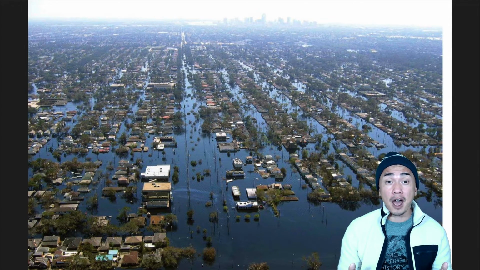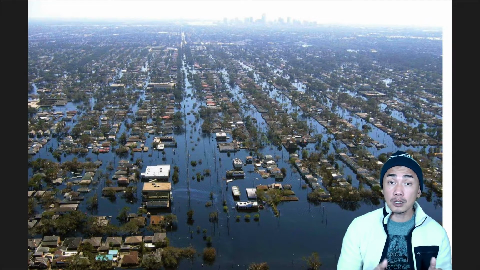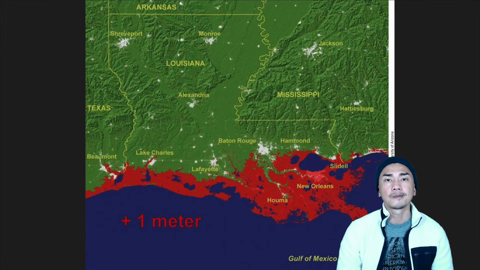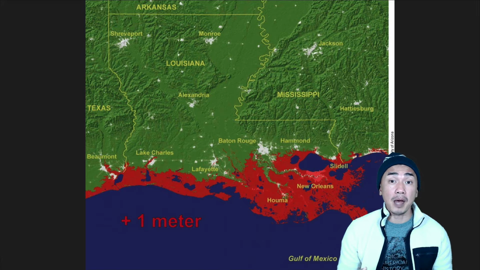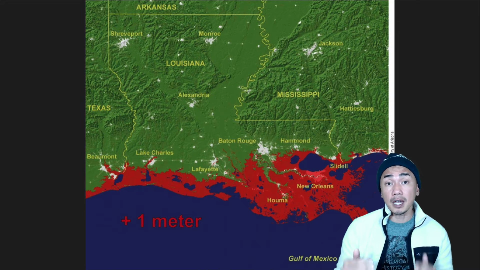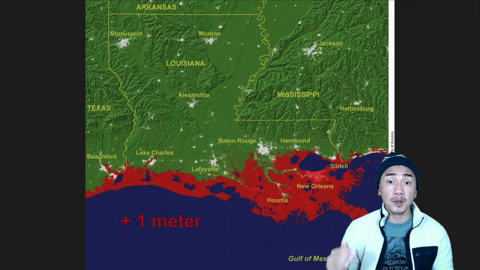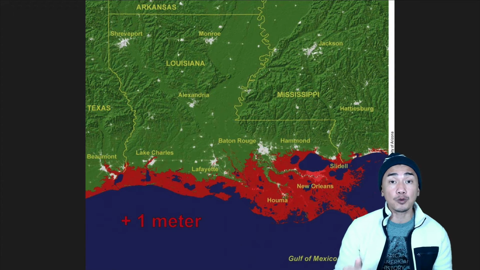This is a photograph of New Orleans after Hurricane Katrina. The hurricane was so strong it broke levees that the city built around the Mississippi River, causing widespread and long-lasting flooding. This is a satellite map of Louisiana. The areas in red are areas expected to be flooded if there were to be 1 meter of sea level rise.